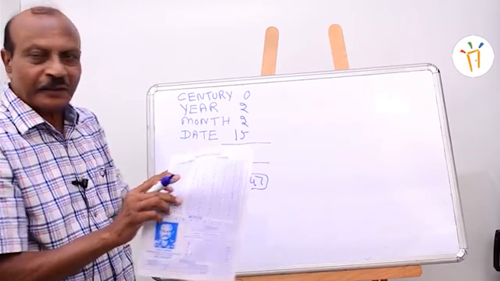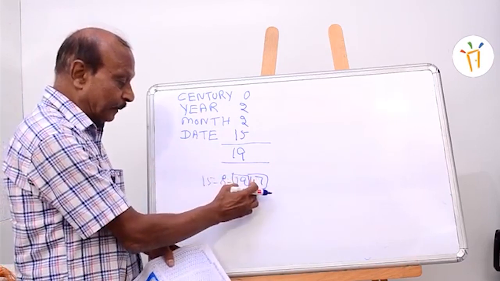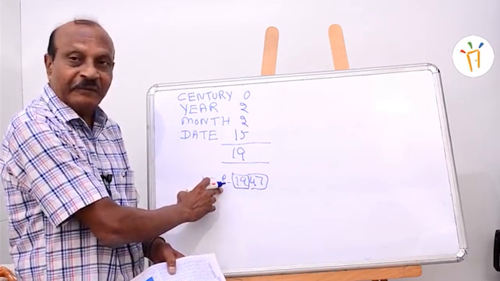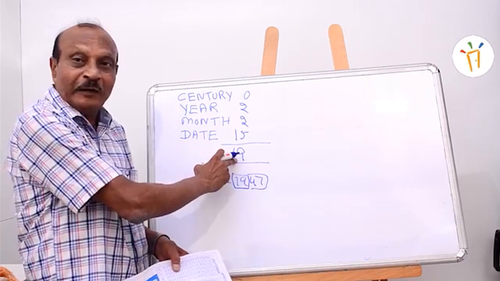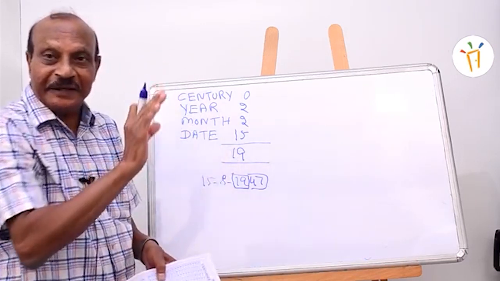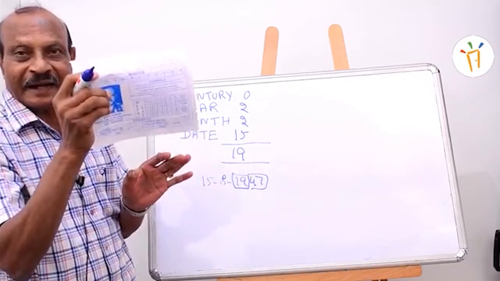And one thing you have to remember: if you are finding it for a leap year, and the month is January or February, then you have to subtract 1 from the total. That you have to keep in mind. That is how you have to see from this calendar.